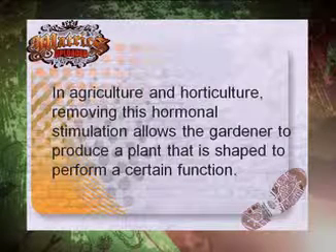In agriculture and horticulture, removing this hormonal stimulation allows the gardener to produce a plant that is shaped to perform a certain function, such as a bushy hedge or a fruit-bearing fruit tree or flower-bearing rose bush.